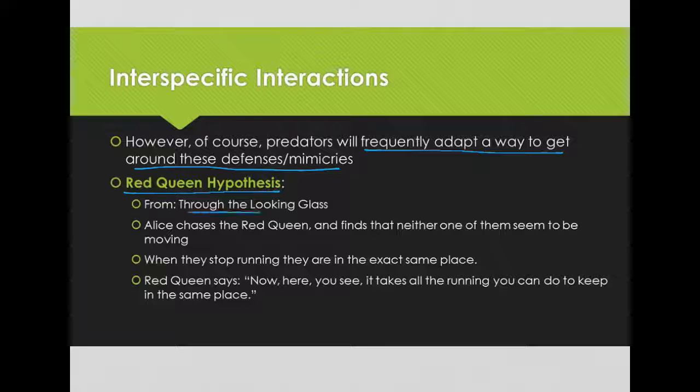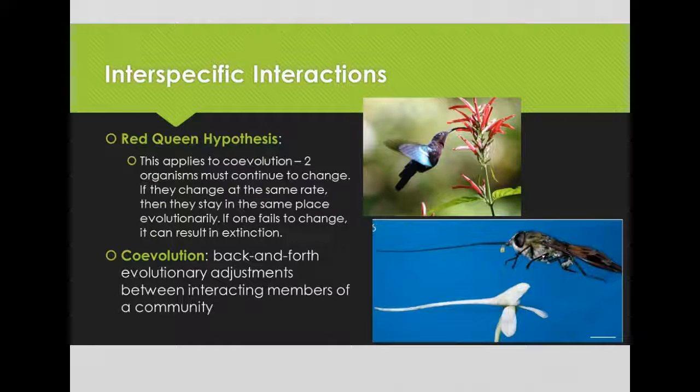And this gets us into the Red Queen hypothesis. This is from Through the Looking Glass by Lewis Carroll. Alice chases the Red Queen and finds that neither one of them seem to be moving anywhere. When they stop running, they end up in the exact same place that they started. And the Red Queen says, "Now here you see it takes all the running you can do to keep in the same place." And this applies to coevolution.